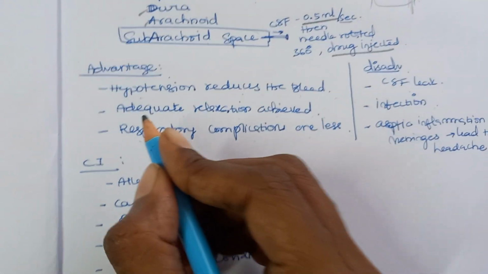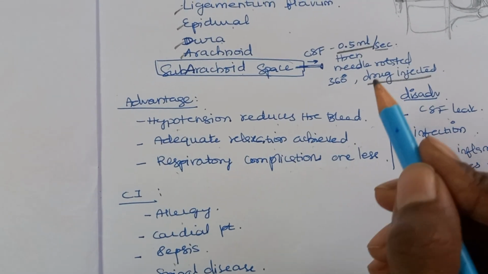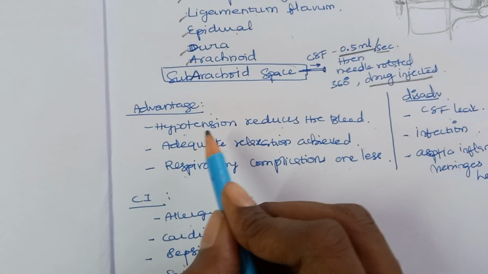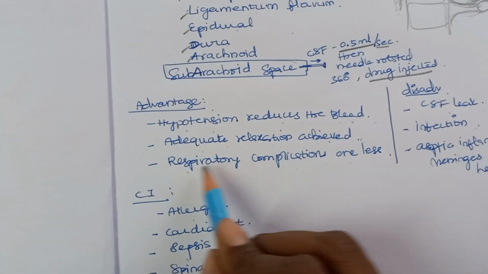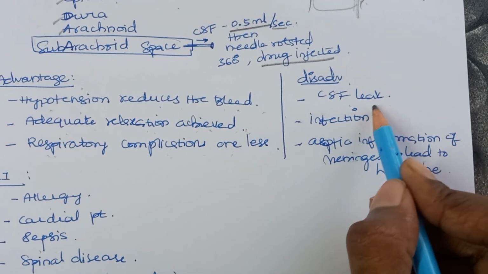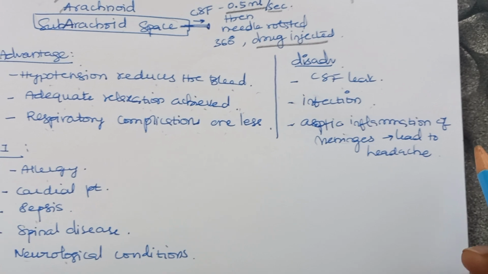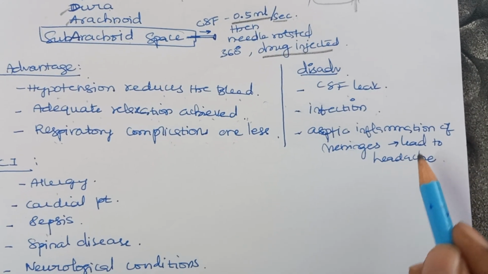The advantage is hypotension reduces the bleed, which means spinal anesthesia will cause dilatation of the blood vessels, which leads to hypotension, which reduces the bleed during surgery, and adequate relaxation is achieved, and respiratory complications are less. Disadvantages are that CSF leak can occur, infection can occur, and aseptic inflammation can occur, which leads to headache, inflammation of meninges, which leads to headache.